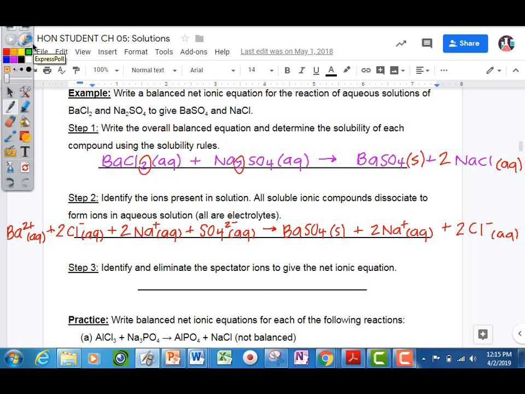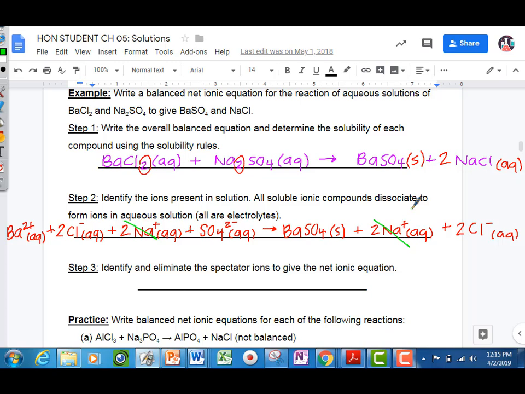Once I have that step done, step 3, identify and eliminate the spectator ions. Write the net ionic equation. So for step 2, I'm going to cross off things that are aqueous on both sides. So what things am I crossing off here? What do we have that is aqueous before and after? Sodium. So I've got 2 Na+ on the left side, 2 Na+ on the right side. They're aqueous on both sides, so I can cross them off. And then the chloride as well. 2Cl- aqueous in the products, 2Cl- aqueous in the reactants. So I'm crossing those off.